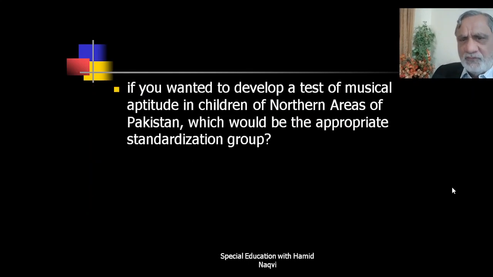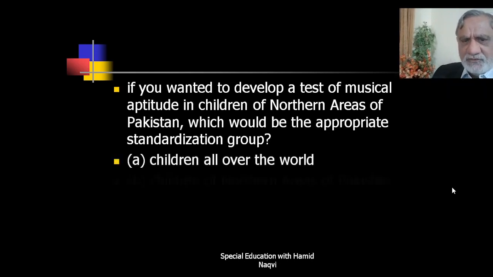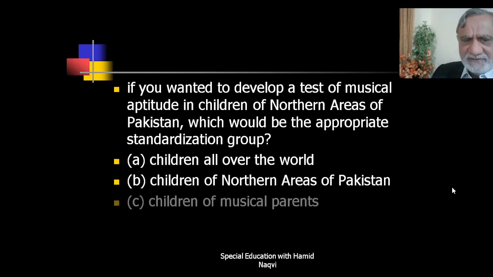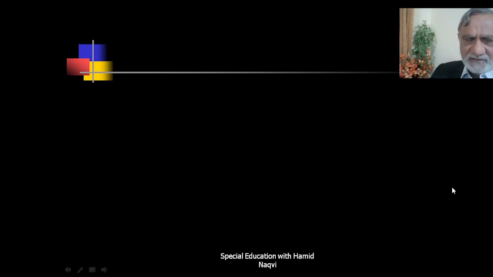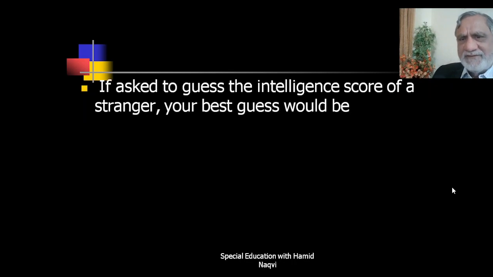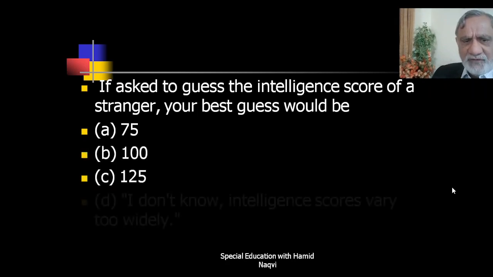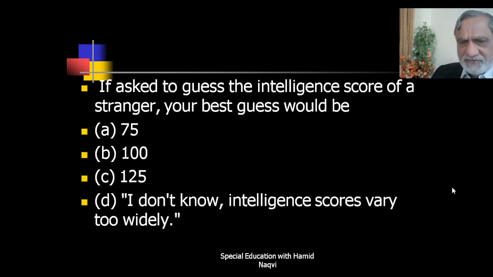If you wanted to develop a test of musical aptitude in children of northern areas of Pakistan, which would be the appropriate standardization group? Children all over the world, children of the northern areas of Pakistan, children of musical parents, or children with known musical abilities? Correct is children of northern areas of Pakistan. If asked to guess the intelligence score of a stranger, your best guess would be 75, 100, 125, or I don't know, intelligence scores vary too widely? Correct one is 100.